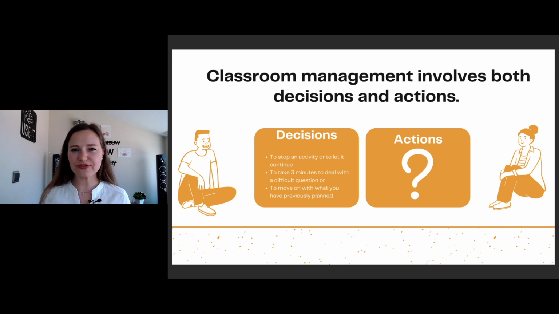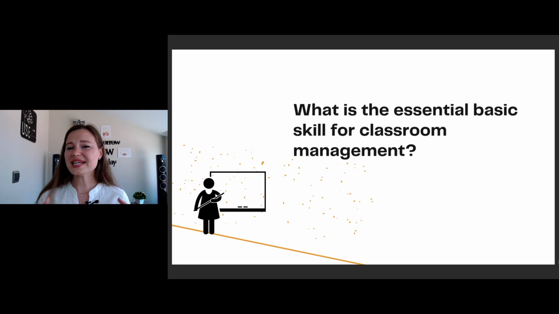There are so many different options in front of us when we need to do something in the classroom, and decisions might include to stop an activity or to let it continue, to take 3 minutes to deal with a difficult question, or probably to move on with what you have previously planned and follow your plan, the initial one. And then the actions that you'll take will definitely affect the classroom management, and it will be either effective or ineffective.